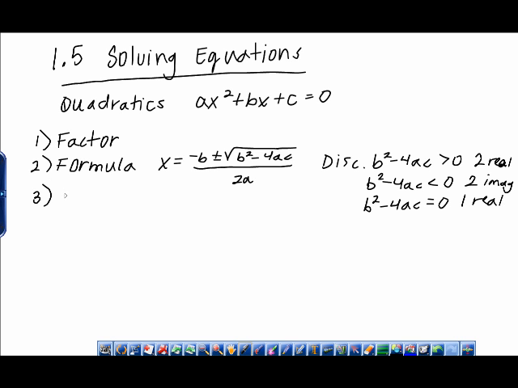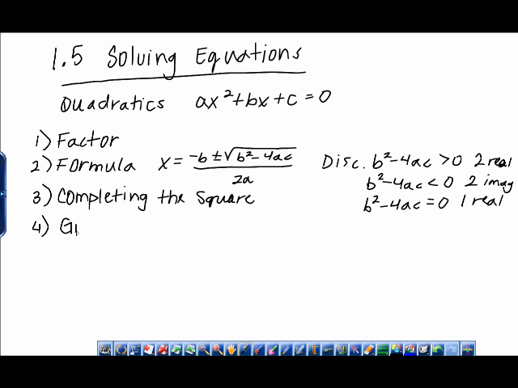Another way you can solve this is by completing the square. Now, this is actually very useful when you're trying to get a quadratic from standard form into vertex form, but it's not very useful at all as a solving tool, so I'm really not going to use that at all. But you learned it in Algebra 2, and if you want to use it, you could.